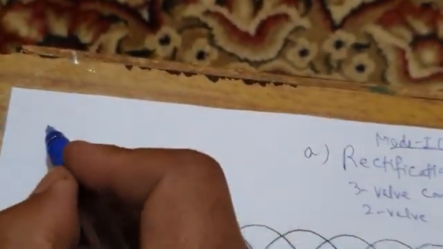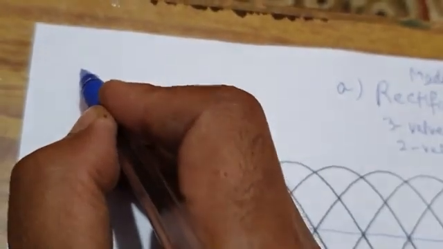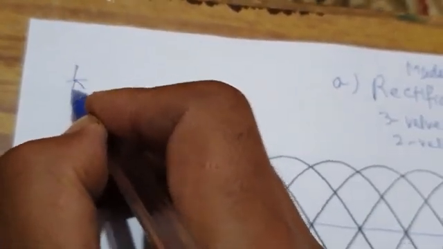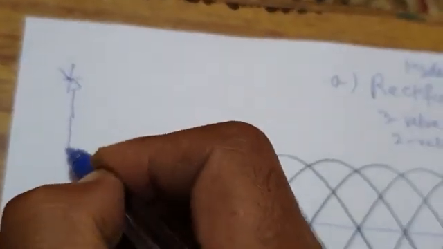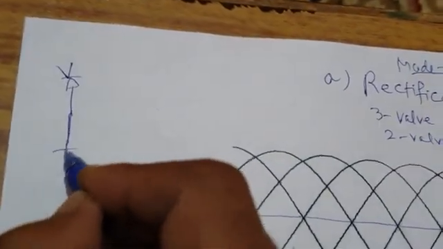Let me draw the converter power circuit diagram again on the side of this waveform sheet. This is my waveform sheet and this is my converter.